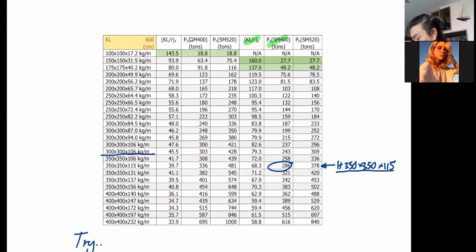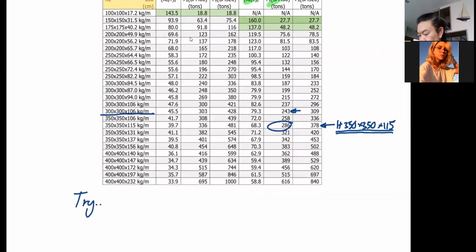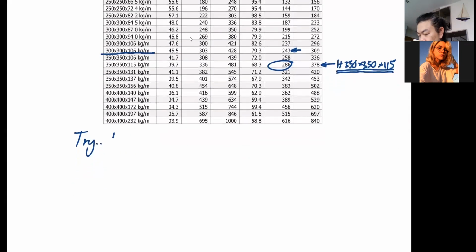And when you calculate KL over RY, that will lead to a nominal strength that is less than what you need, which is 278. So we better start off by trying this section, okay? So we are going to try H350 by 350 by 115 kilogram per meter, okay?